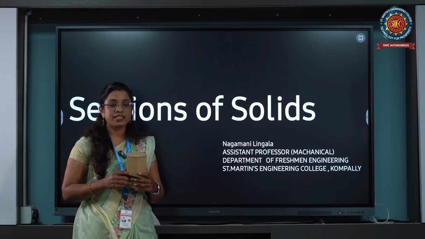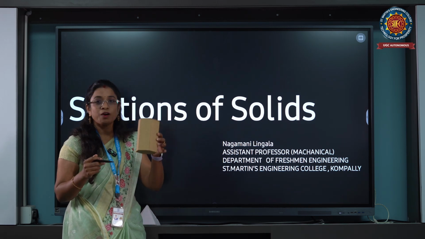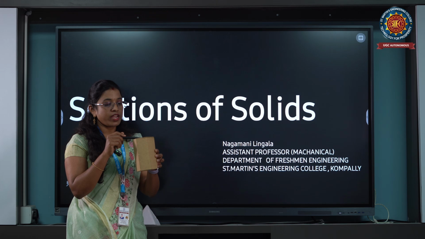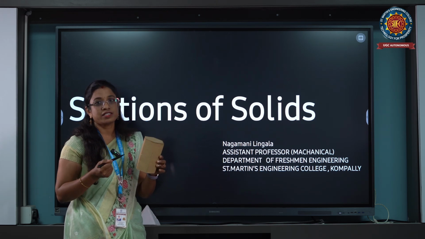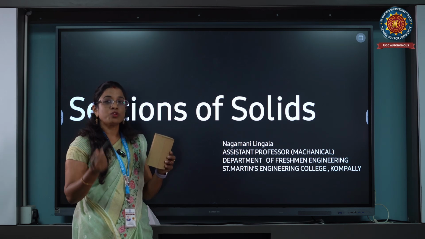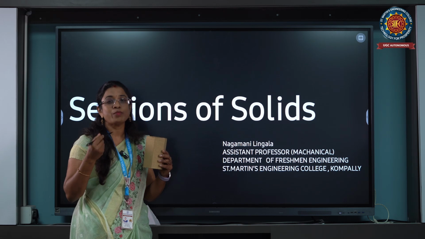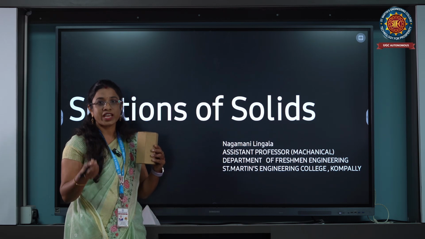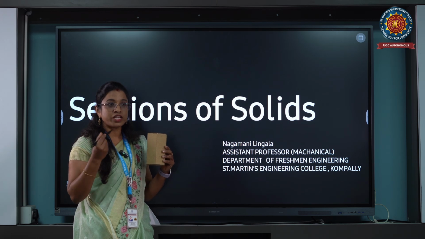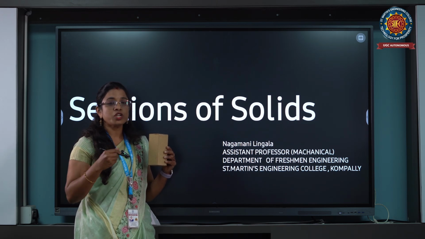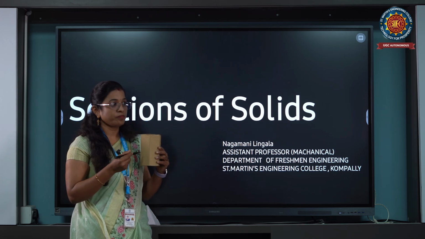So what is a section plane? Suppose this one is an object. An object is cut by an imaginary cutting plane to show the internal details. Why do we need to cut that object? Because we need to design some machine components, suppose gears or shafts. Because of that we need to know the internal details of an object.